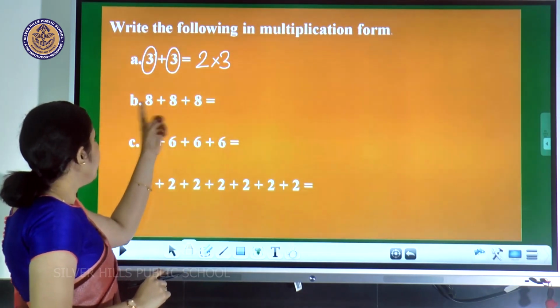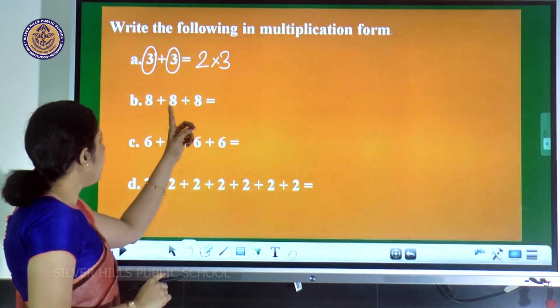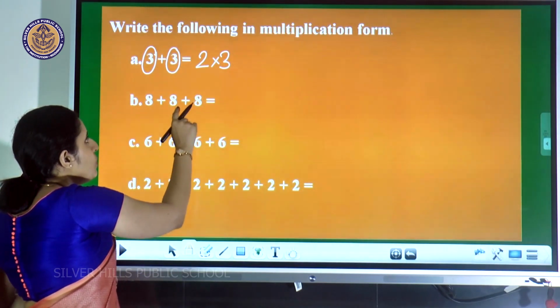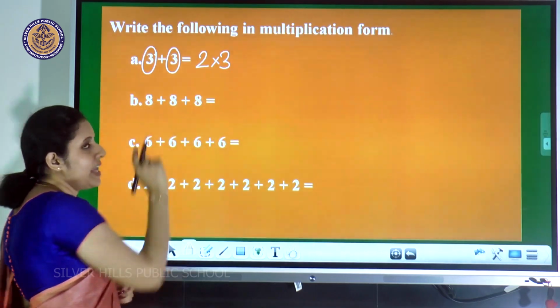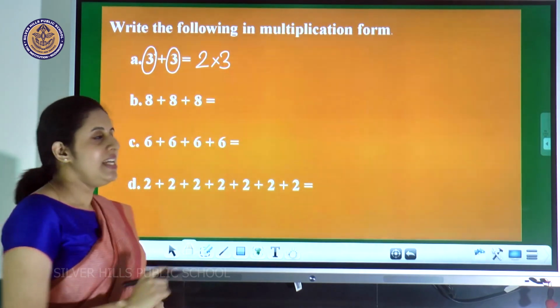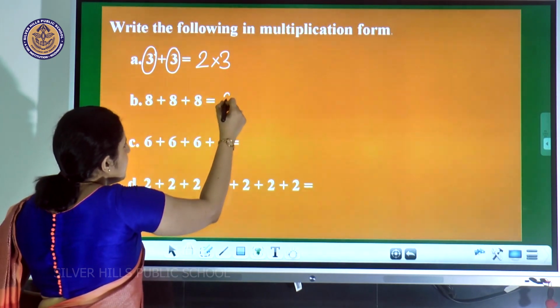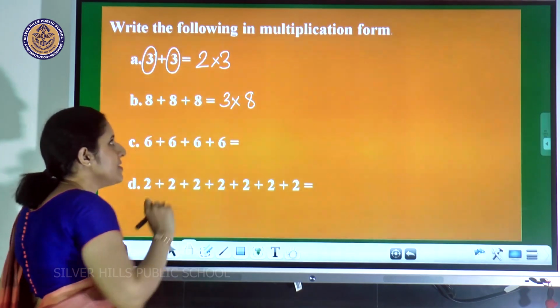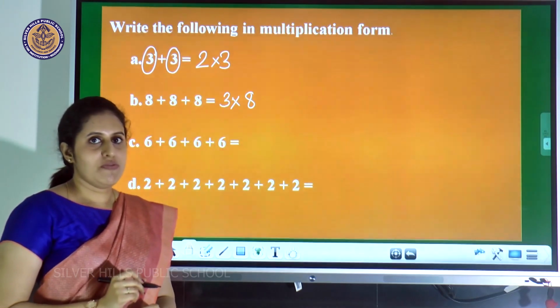Yes. Now, B. 8 plus 8 plus 8. So, how many groups are here or how many times 8 is being added here? 3 times. So, you write it like this. 3 times 8. Clear? This is how you write the multiplication form.